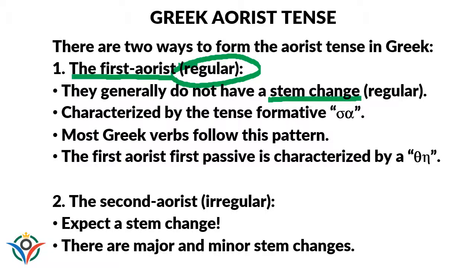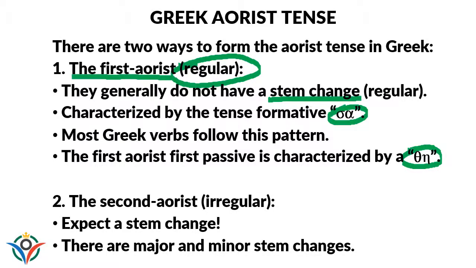We also learned that the first aorist is characterized by a tense formative, which is the sigma alpha. And then, just to encourage you, most Greek verbs follow the first aorist pattern. And then, lastly, the first aorist first passive is characterized by a theta eta. Those are just a few of the things that we learned in lesson 15. If these things still sound very foreign and confusing to you, then please take the time to go and re-watch lesson 15 and solidify these concepts for yourself.